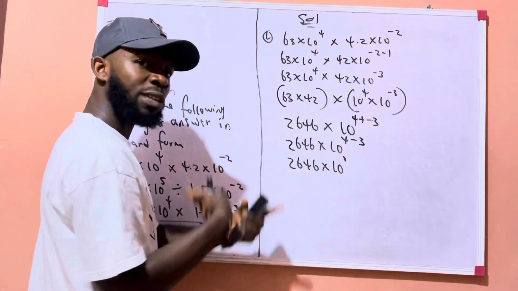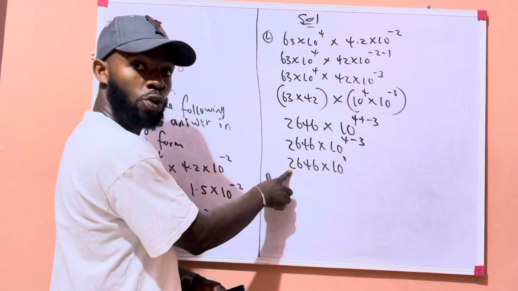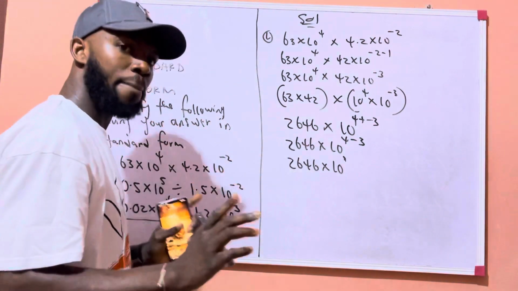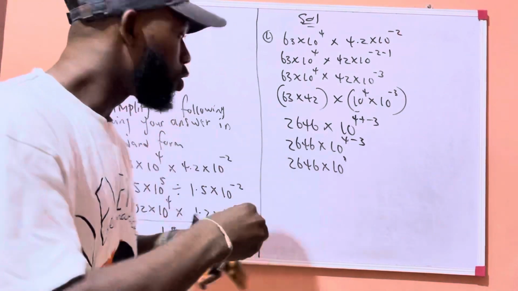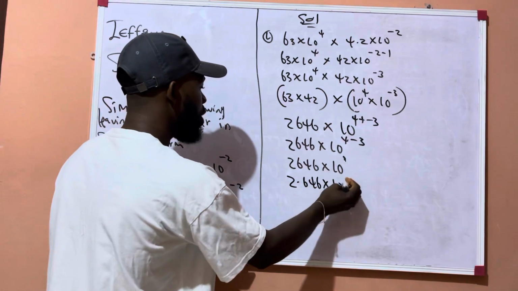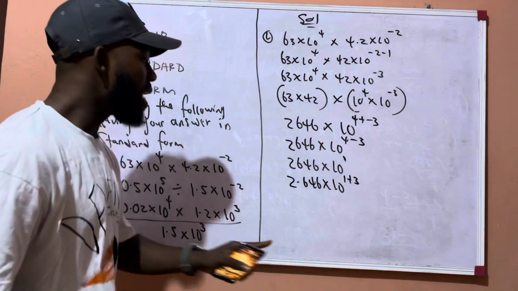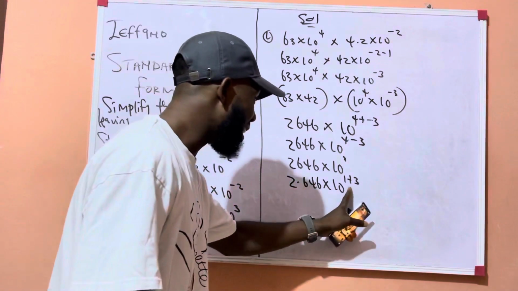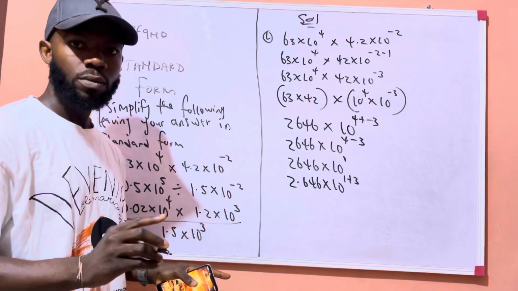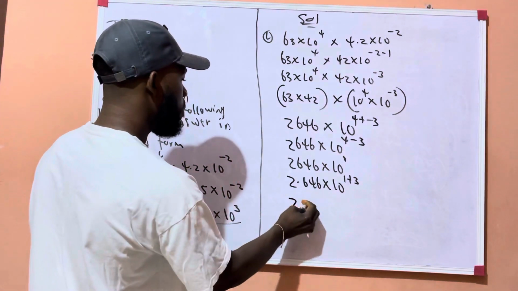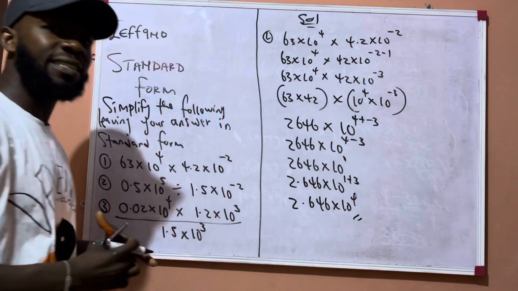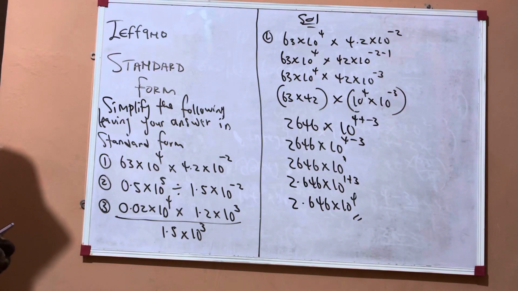So how many times will the decimal point move for it to get to 2? I move 1, 2, 3. 3 times. Now remember, I'm counting the decimal point to the left. So it becomes 2.646 times 10 raised to the power of 1 plus 3. Now why did I add 3? Because I counted to the left. Why did I put 3? Because I counted 3 times. So the final answer becomes 2.646 times 10 raised to the power of 4. This is the final answer in standard form.